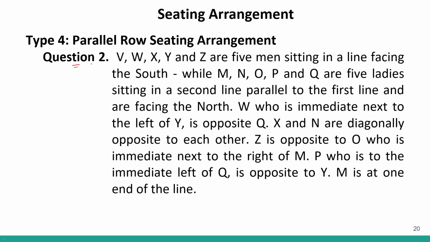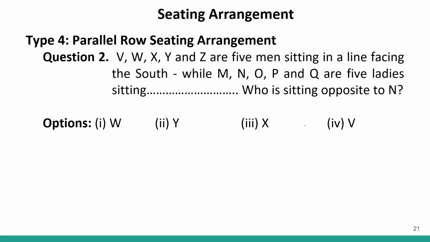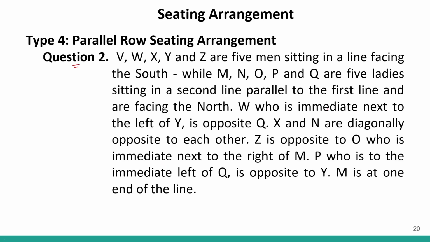Coming to question number 2. Information is given over here and then we have a question. Okay. There are 5 men sitting in a line facing the south and there are 5 ladies sitting in a line parallel to the first line and facing the north. So similar arrangement to the previous questions of 1, 2, 3, 4, 5 people. These are your boys. They're facing south. This will be the left. This will be the right. And these are your girls facing north. This will be your right and this will be your left.